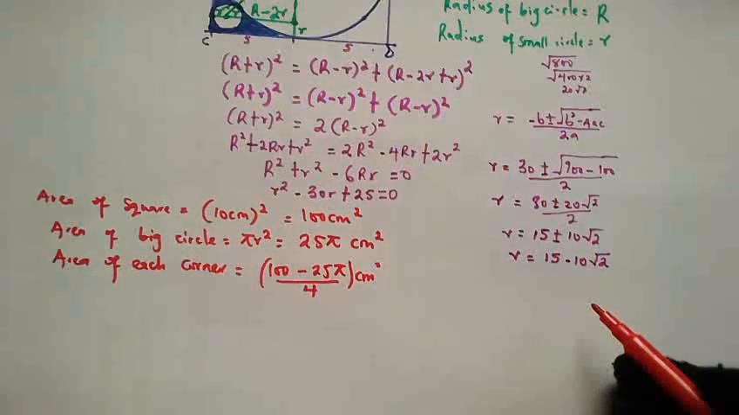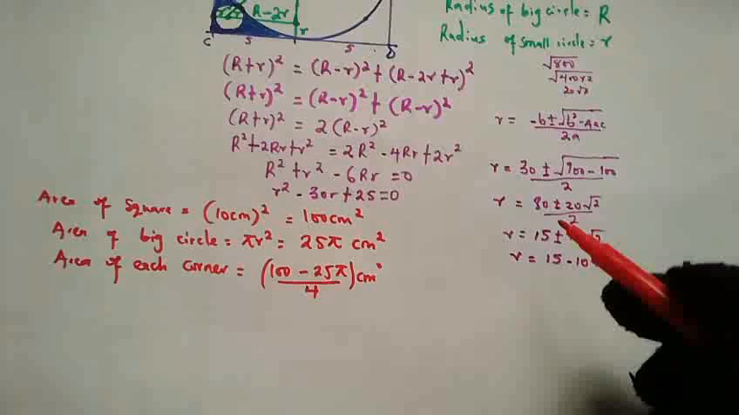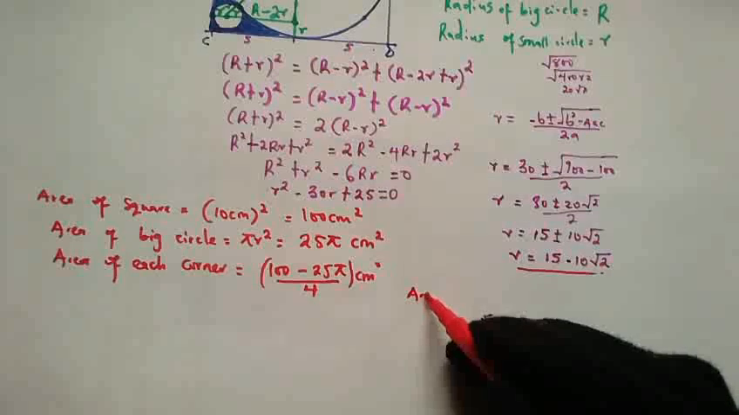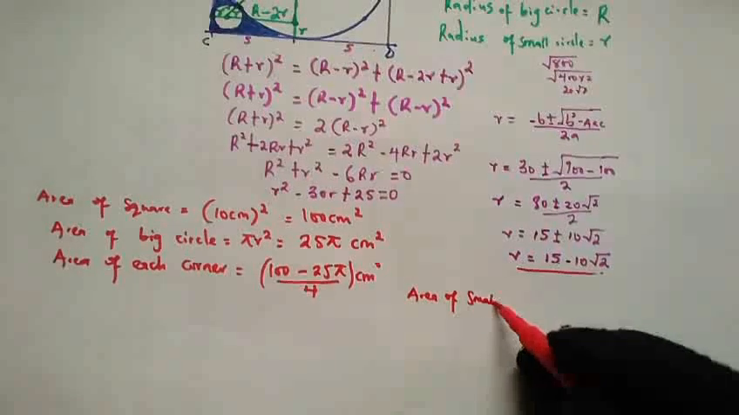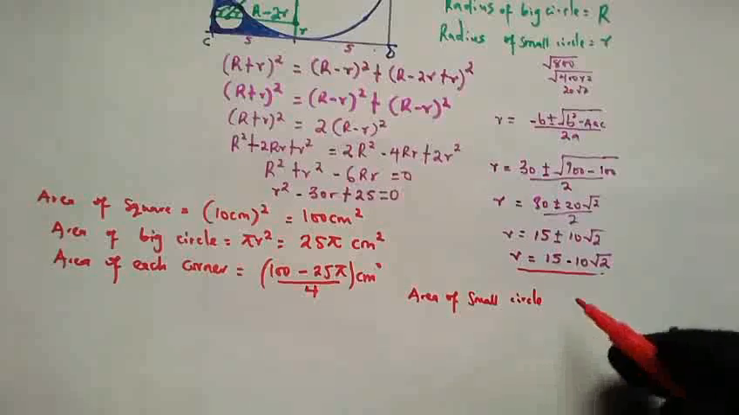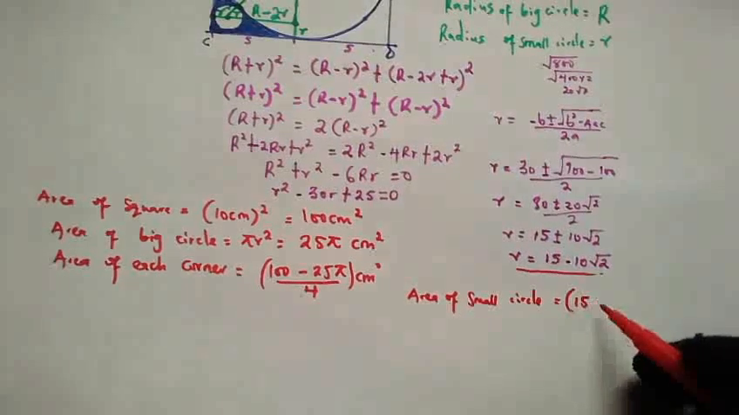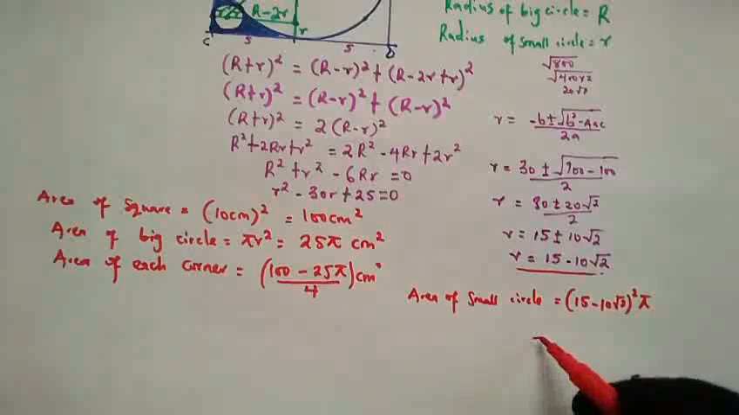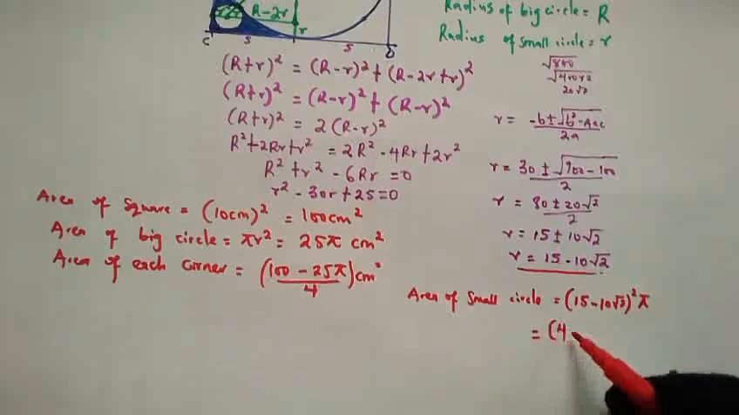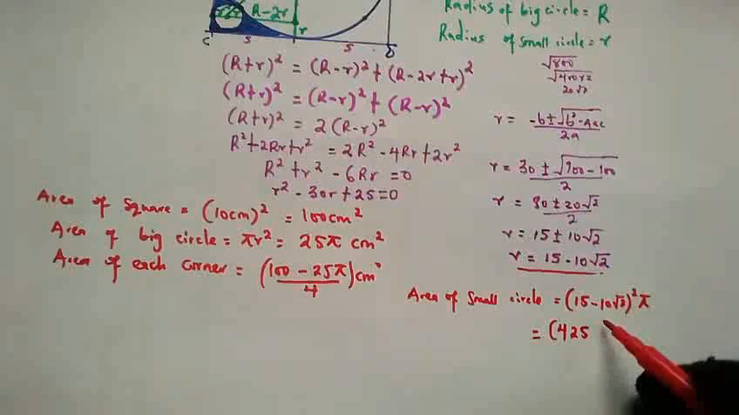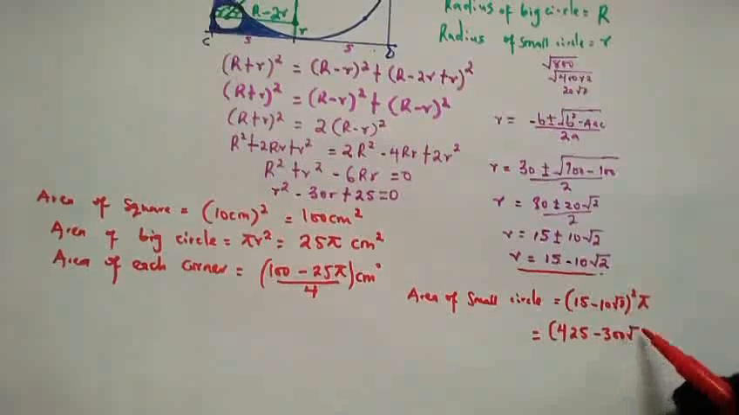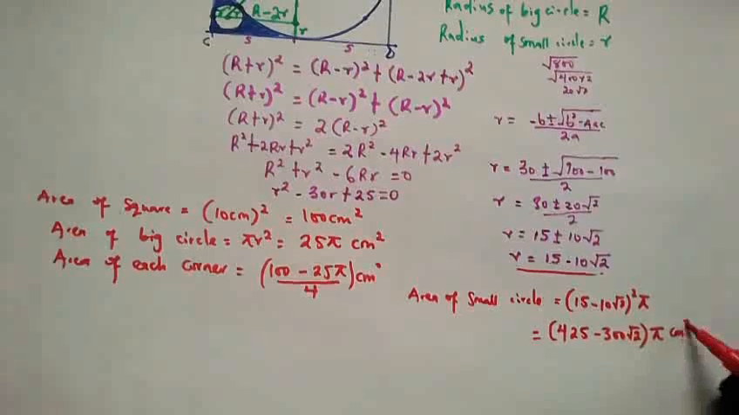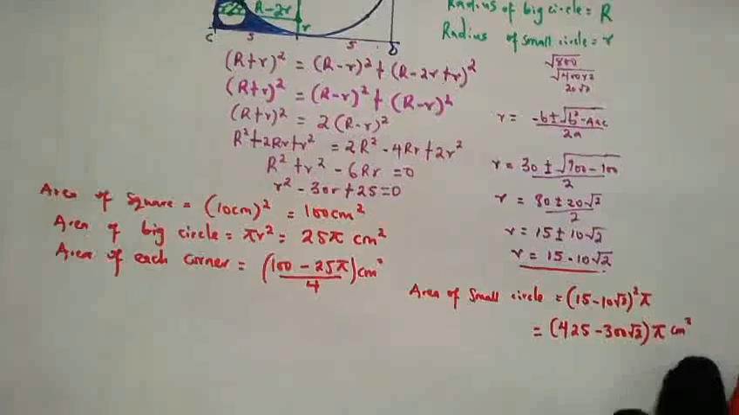So right now we're going to find the area of the small circle, since we have the radius to be 15 minus 10 surd 2. So we have area of small circle is equal to pi r squared. So r squared is 15 minus 10 root 2 squared times pi, and this simplifies to 425 minus 300 root 2 pi centimeters squared. So this is the area of the small circle.